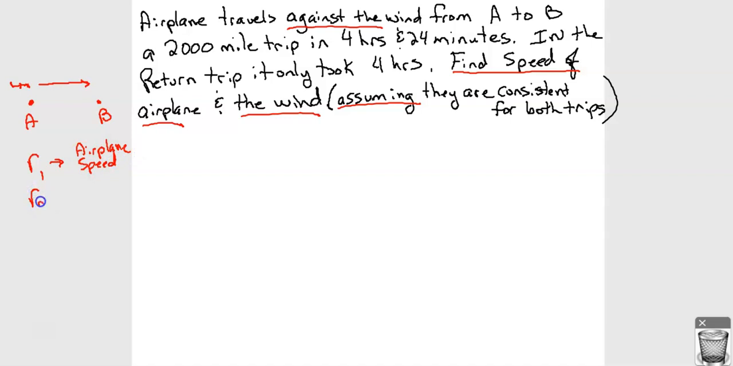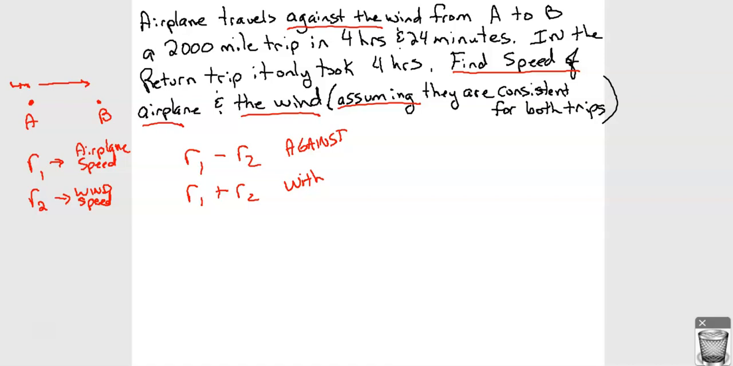And I'm going to say the rate of the wind is R2. So this is wind speed. And notice when you're going against the wind, you're going to have the rate of the airplane minus the rate of the wind, and that's going against the wind, and going with the wind is R1 plus R2. So this is against, and this is with the wind.